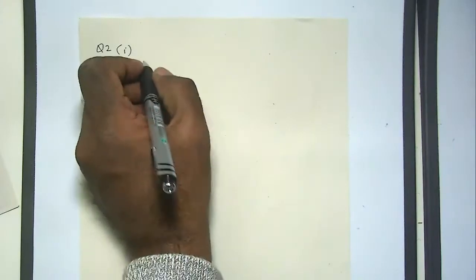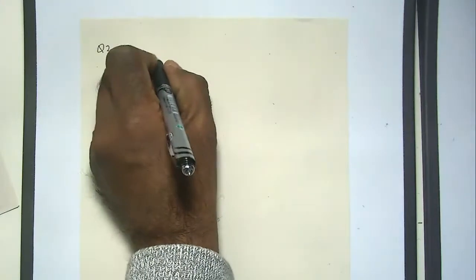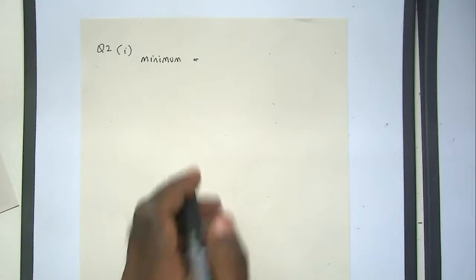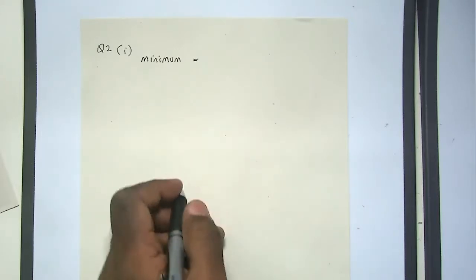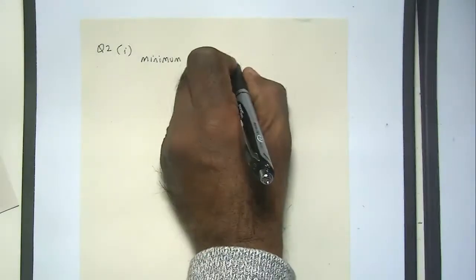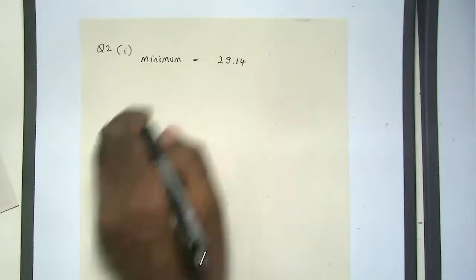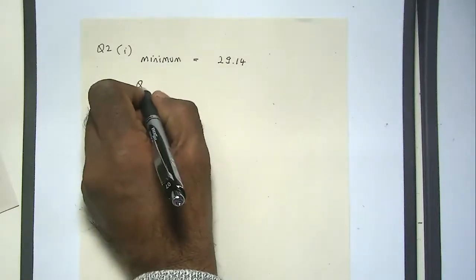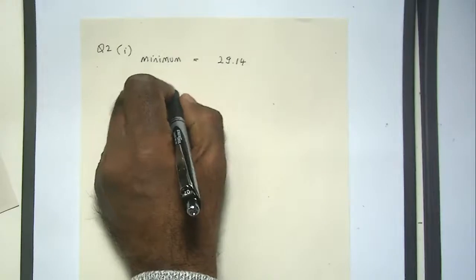Alright guys, shh. So the 5 number summary is, as I said, first of the 5 numbers is the minimum, which is obviously 29.14. The second is Q at 0.25, or the first quartile.